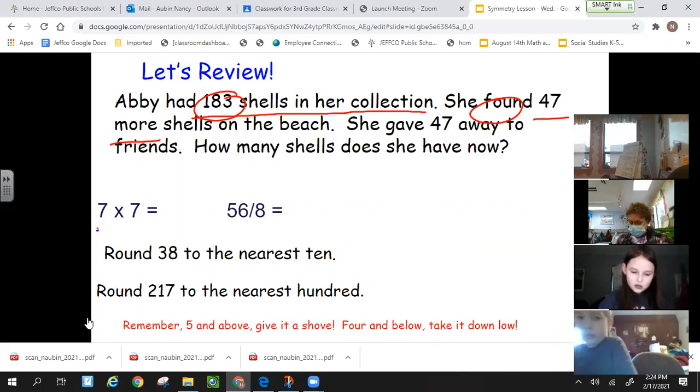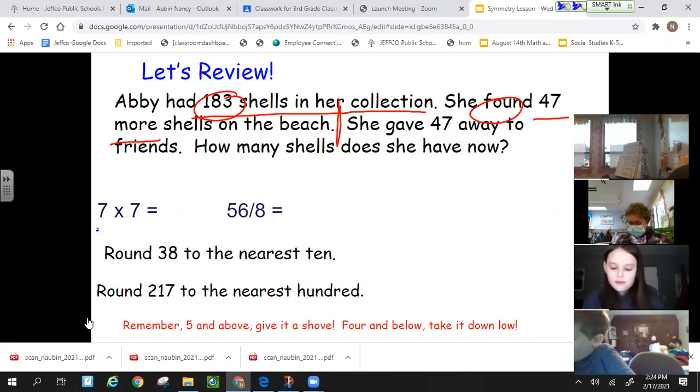I want to see your work. So that's not the answer. That's how many she had in her collection, right? She found 47 more shells on the beach. I'm going to put a line here. Why am I putting a line there? What do you think, Marin? She reminded me it's a 2-step word problem.